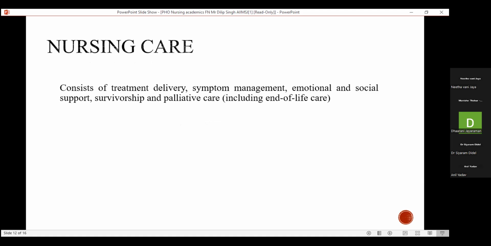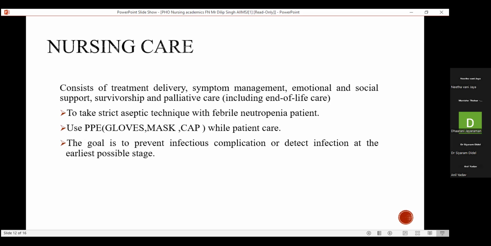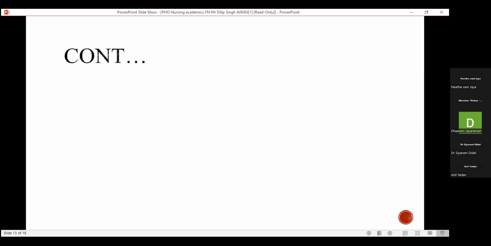Nursing care consists of treatment delivery, symptom management, emotional and social support, survivorship and palliative care, including end-of-life care. Take strict aseptic technique with febrile neutropenia patients; use PPE, gloves, mask, cap while giving patient care. The goal is to prevent infectious complications or detect infection at the earliest possible stage.